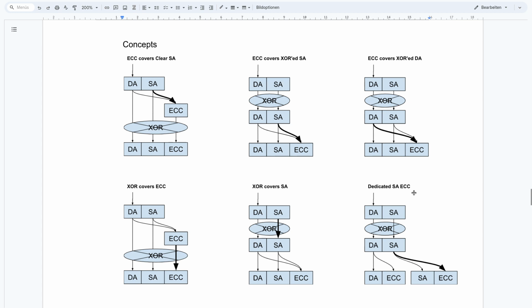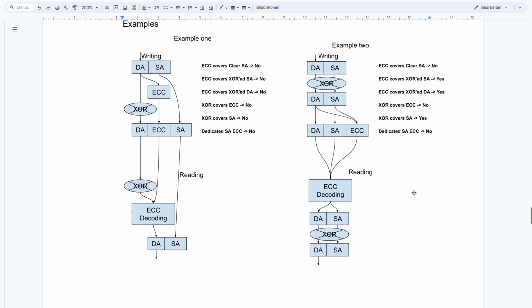Now let's take a look at two examples to make it clear that we are really on the right page. This time I'm taking a look at writing first. The upper part here is what we do when we write it, and in the lower part we take a look at how the process looks when we're reading it again.